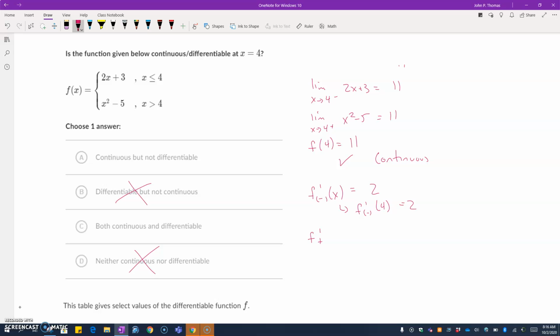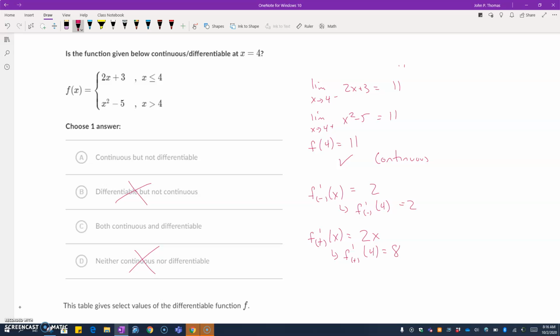Now, if I look at the derivative from the right at x in general, that's the derivative of that bottom rule. So at the time, we had to go through the whole difference quotient, but now we can just take the derivative, which is going to give us a 2x. So when I use that, the derivative from the right at 4 is going to be 8.